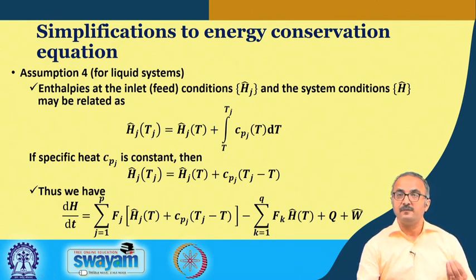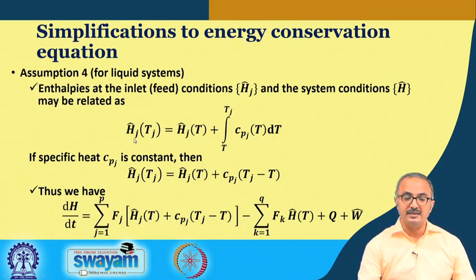As we said, we are neglecting the effect of the pressure on the enthalpy. So, Hj(Tj) is equal to Hj(T) plus an integral, where Hj(T) is some kind of a datum value, and that datum is taken as the system temperature. Then we are integrating Cp dT from the system temperature to the temperature of the incoming streams.